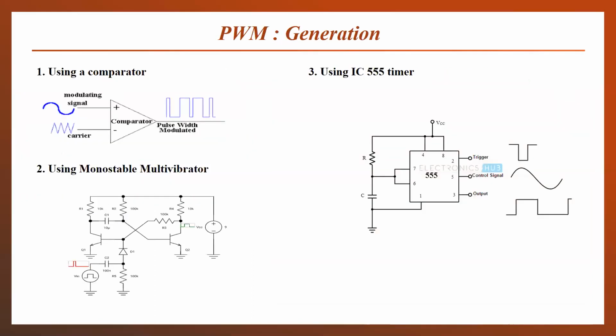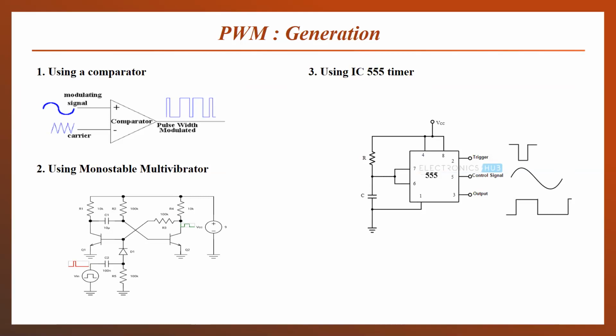Pulse width modulation generation. How to generate a pulse width modulated signal? How can we vary the width of the pulse in accordance with our message signal? So there are 3 methods. First, using a comparator, second, using a monostable multivibrator, and third, using an IC555 timer. Using a comparator, the modulating signal value is compared with the carrier signal, but the carrier will not be in the form of pulses.